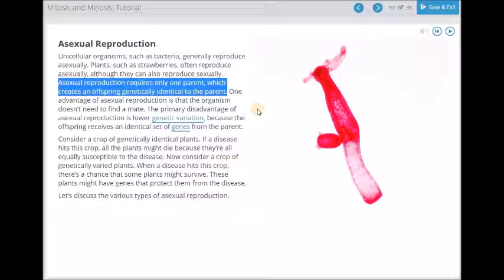I have a brother from the same parents, but we're very different. We're a lot alike, but we're very different, and all of that is happening because you have genetic variation in sexual reproduction. In asexual reproduction, you don't.